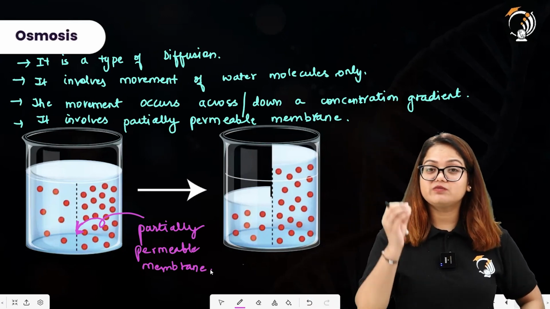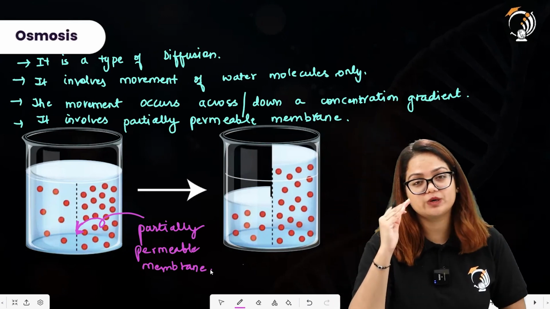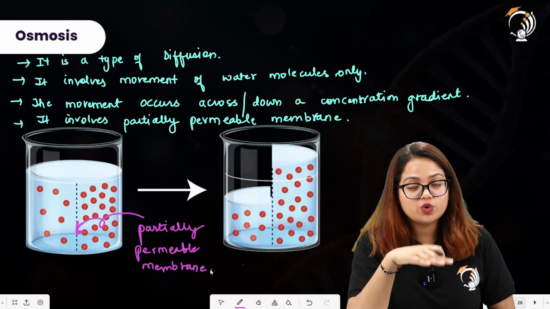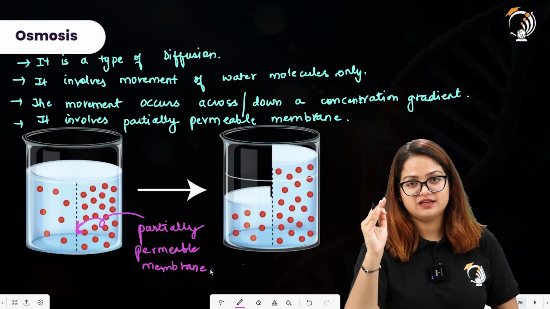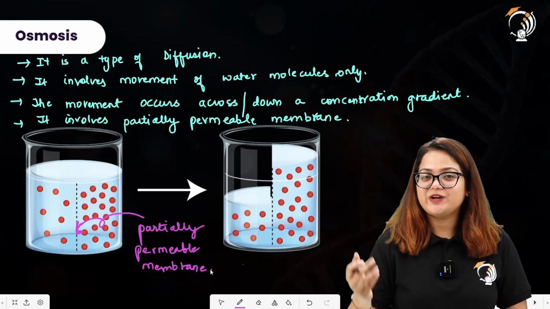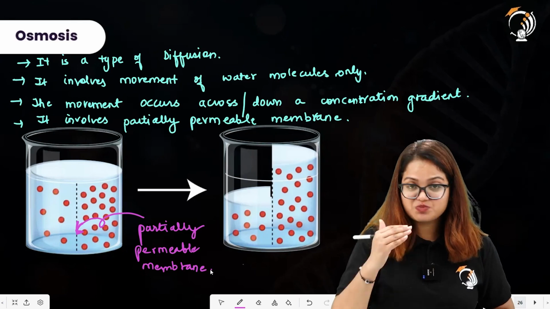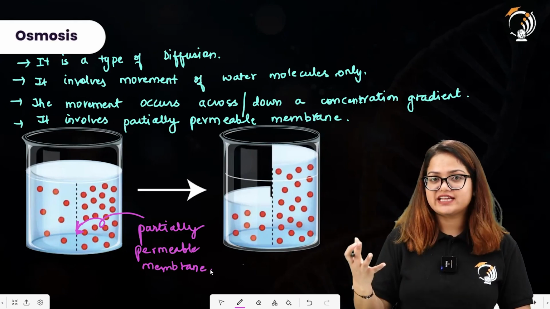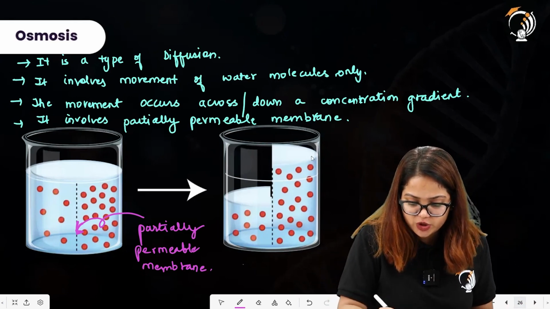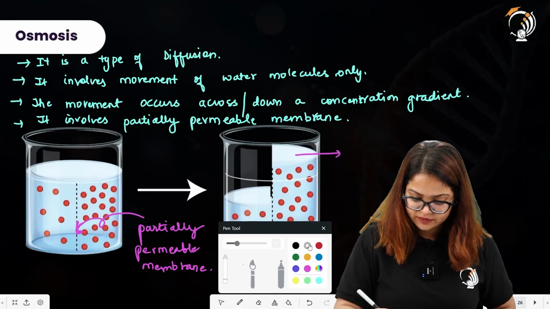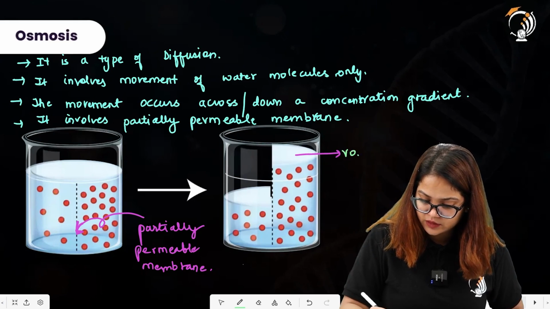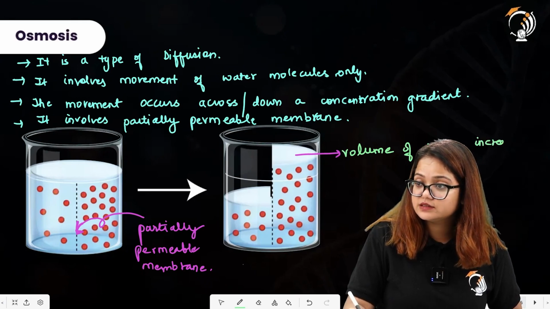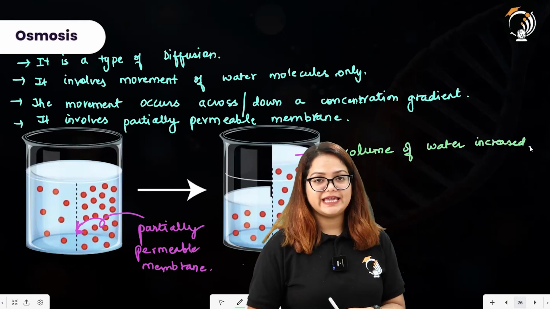Now what will happen? There will be a movement of molecules of water. We have to talk about water only. So water will move from a region of high concentration to a region of low concentration through a semi-permeable membrane. All right, and this is what we mean by osmosis. So the water has moved and it has increased the volume on the right hand side of this apparatus. So the volume of water has increased here.